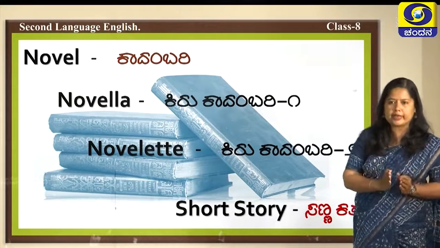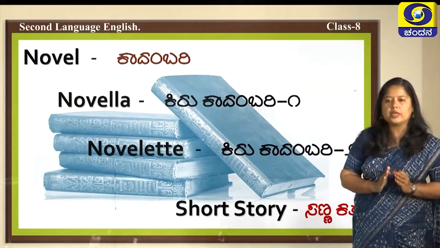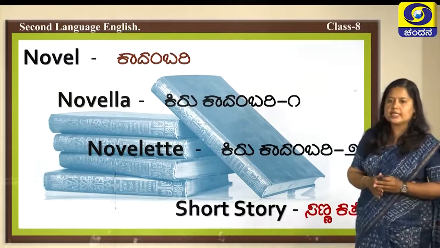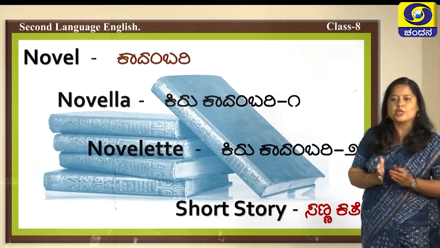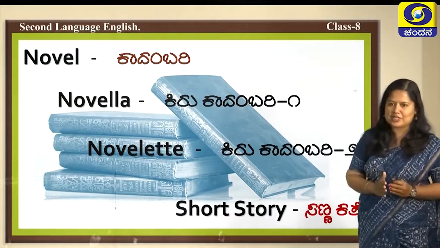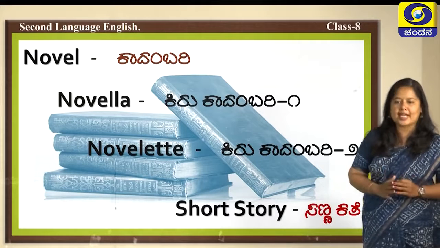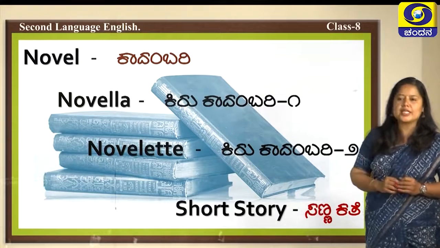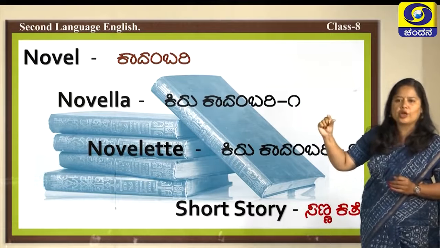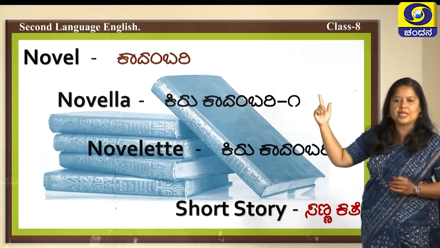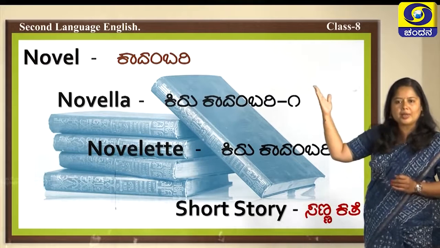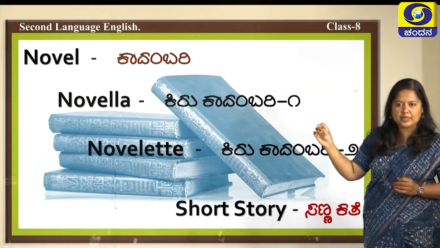A novella is shorter than that, where around 20,000 to 40,000 words are used, and this is an approximation of the words used in a book. It need not compulsorily have that many words, but normally it is said if a book has 20,000 to 40,000 words, that is a novella, a kind of short novel. Novel is Kadambari, novella can be called a Kiru Kadambari.